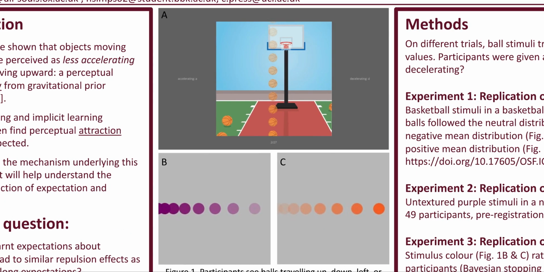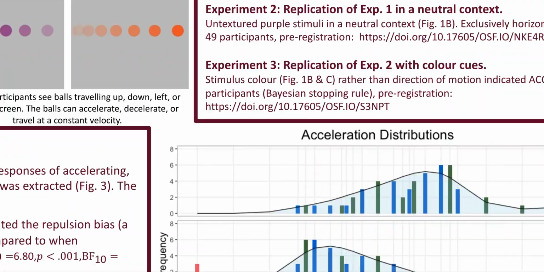In these experiments, participants saw balls travelling up, down, left, or right. They were asked to respond whether the ball was accelerating or decelerating. In experiment 1, the basketball context was used to replicate Fan et al.'s vertical effect, and the horizontal directions were used as cues to generate expectations. Experiment 2 replicated the horizontal findings of experiment 1, but with a textureless context and purple ball. Experiment 3 then used ball colour rather than motion direction to generate acceleration expectations.